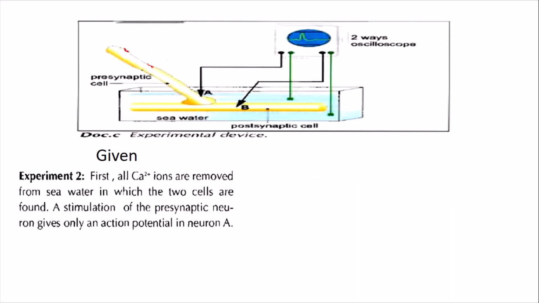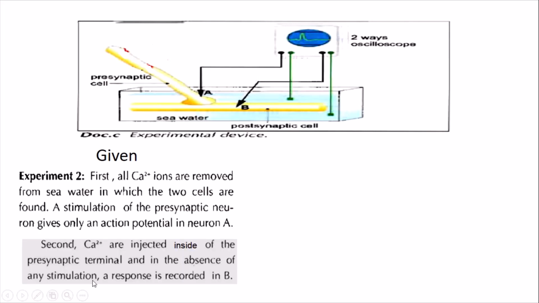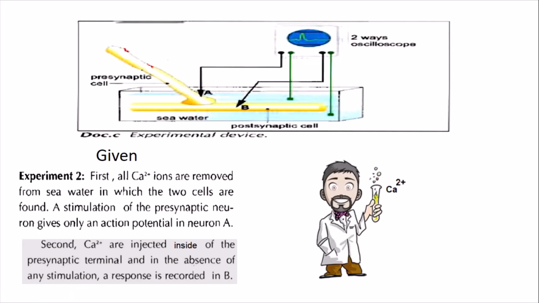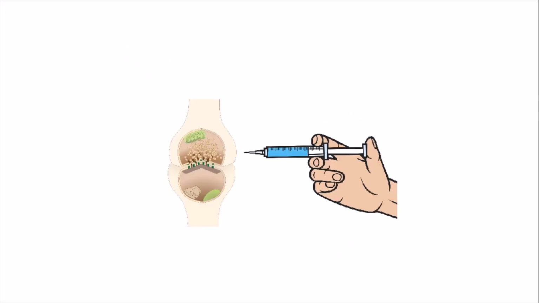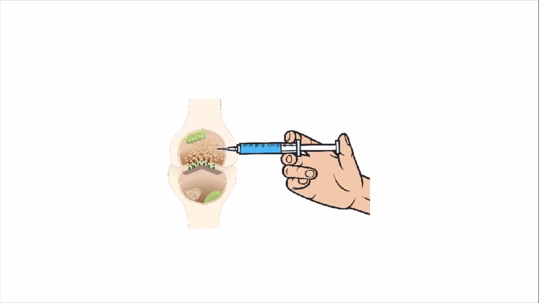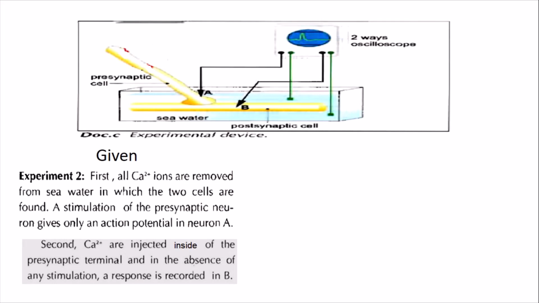The next thing they did, they said second, calcium ions are injected inside of the presynaptic terminal, and in the absence of any stimulation, a response is recorded in B. So, okay, what are you going to do with that? We're going to inject calcium into the presynaptic terminals, from outside into the cytosol of the synaptic terminals. What happens? We get an action potential only in B. So let's start with the analysis.